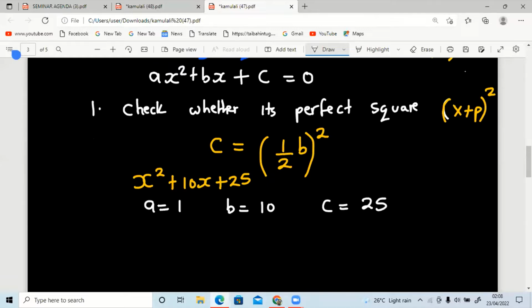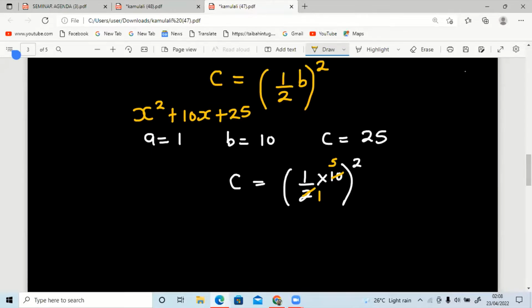Is this a perfect square? I will say c is equal to a half times my b, which is 10, all of it squared. So what am I going to do? Always remember BODMAS, deal with what is in brackets. Half times 10 is 5. This is the same as 5, all of it squared. I check, what is my c? It is 25. I ask myself, is 5 squared the same as 25? Is it the same? Yes. Meaning that quadratic equation gives a perfect square.